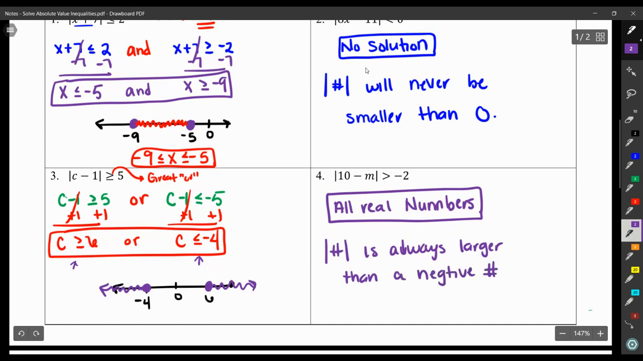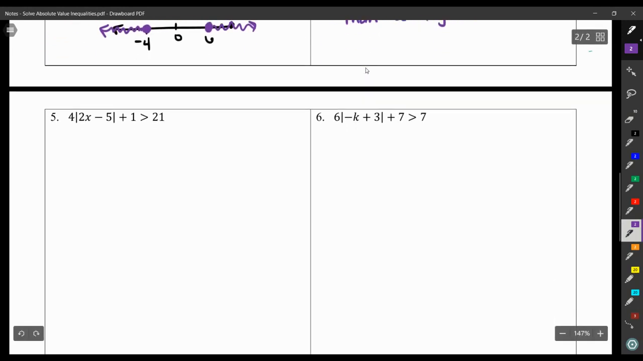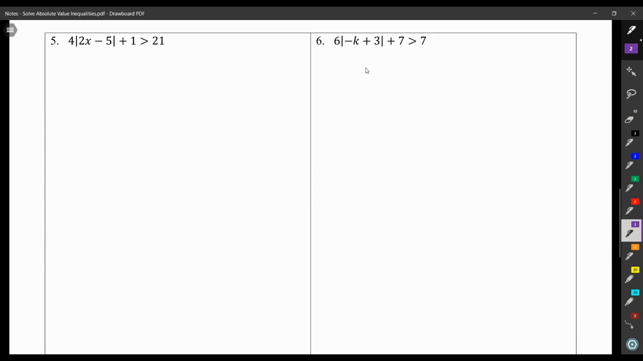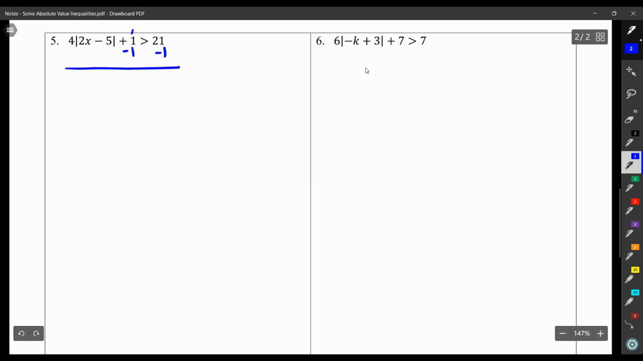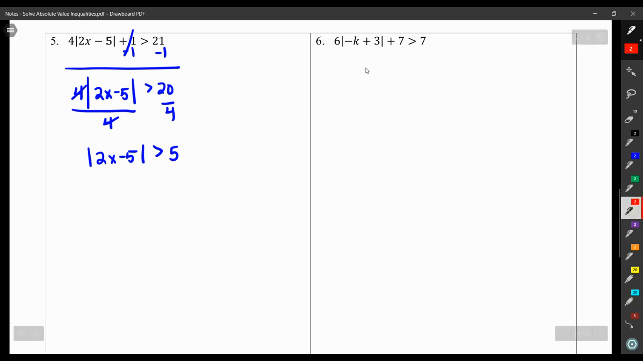Now let's move on to the more complex examples, ones like you're actually going to see. If we look at number 5, it does not have the absolute value isolated, so we're going to have to manipulate this a little bit before we can split it apart. So first, we're going to have to subtract 1, because addition and subtraction is always taken out first. So 4 absolute value of 2x minus 5 is greater than 20. Divide out the 4 from the front. Dividing by positives does not change your absolute value symbol, so we can leave this as a greater than 5. Now that the absolute value is by itself, we can split this up.